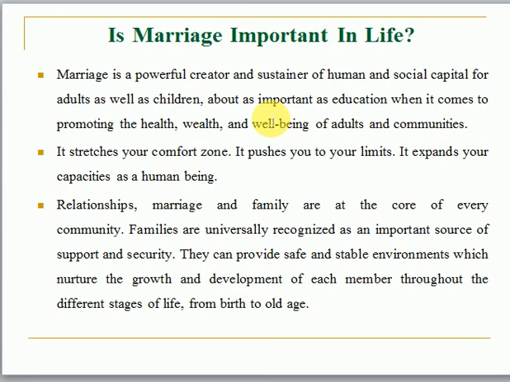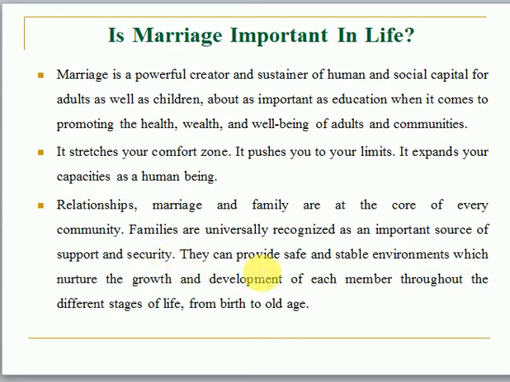That marriage will lead to the family, and family will lead to society, community, nation, and globally it will become a global population. So families are universally recognized as an important source of support and security. As we say, the important and universally recognized source of support and security, it means that all over the world, people are being supported and full protection is being given to them. It's because of the family members.